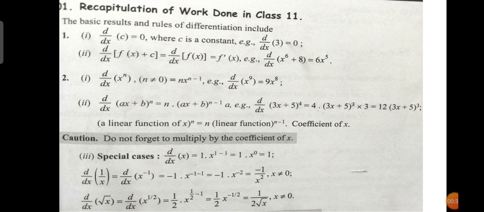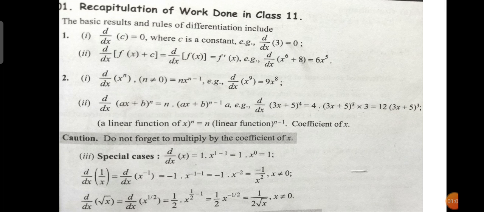How will you differentiate a constant? d by dx is the differentiation form. This is how we denote differentiation. And if we differentiate a constant, what is the answer? It is 0 always.